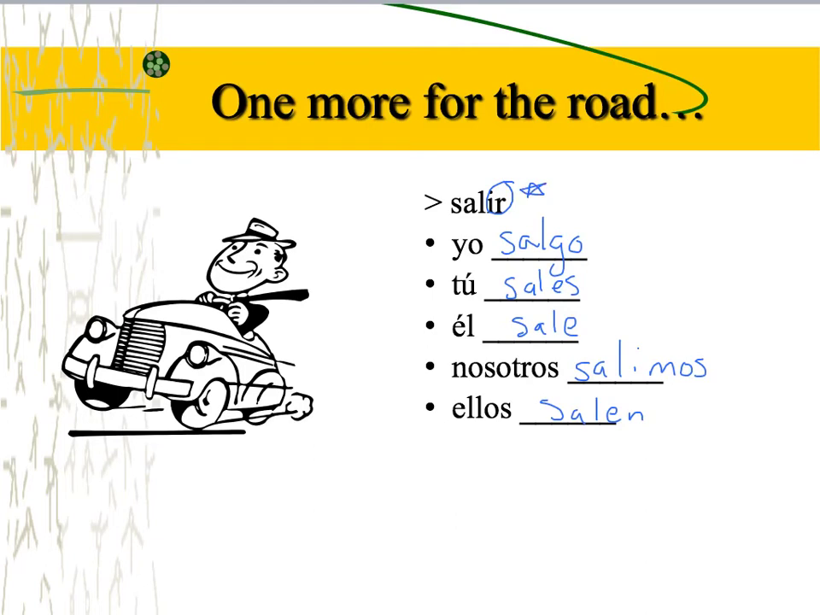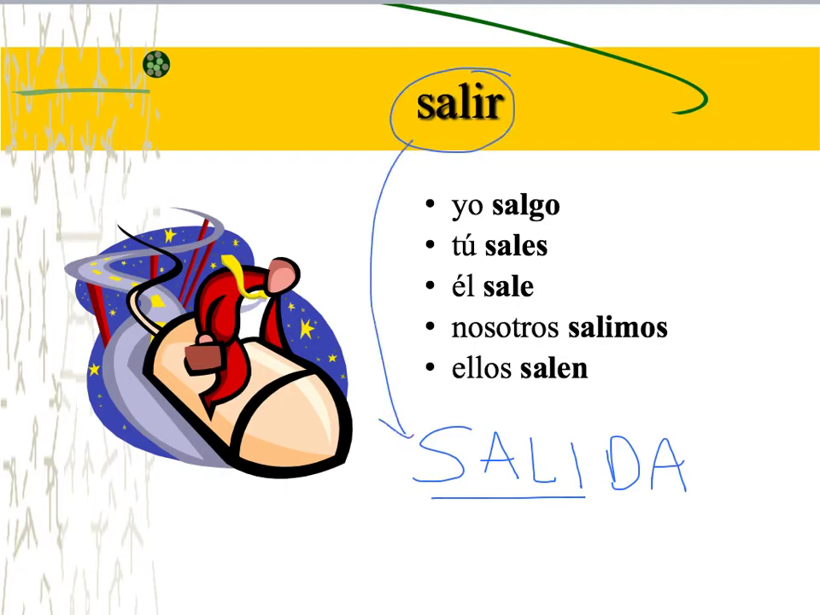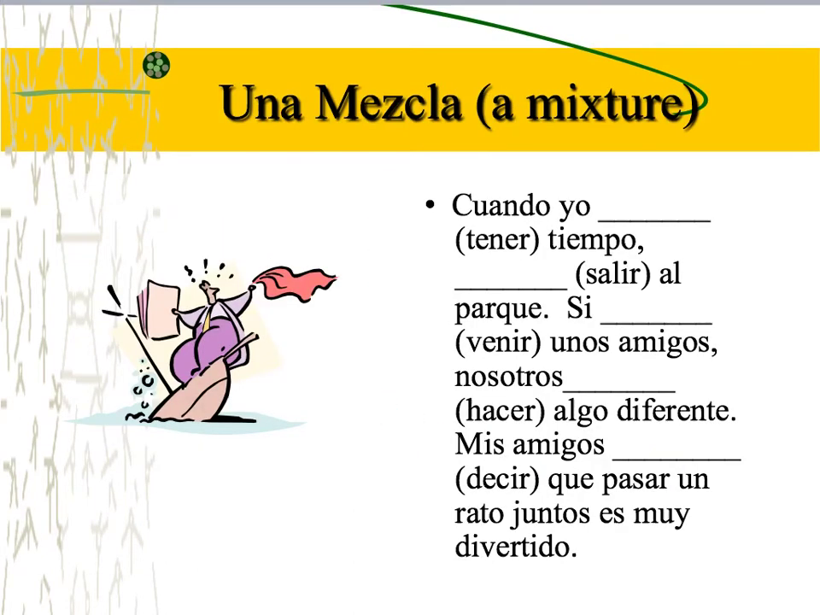And if you didn't remember from the beginning, salir means to leave or to go out. So you could say, I go out with friends. Salgo con amigos. You also probably remember if you've ever seen an exit sign in Spanish, salida. Okay, and that comes obviously from salir. Okay? Bien.